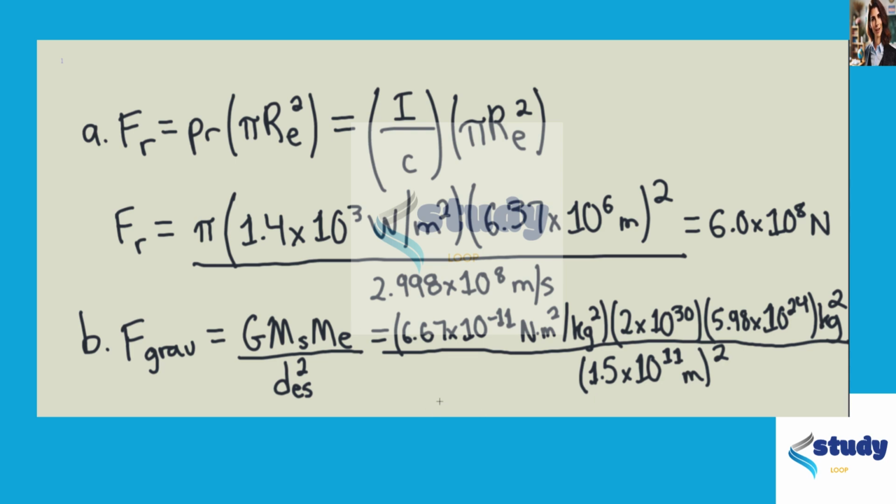And we find that the force of gravity of the sun on the Earth, or of the Earth on the sun, are going to be equal to each other due to Newton's third law of motion. So the force of gravity would be equal to 3.6 times 10 to the 22nd newtons. And as you can see, this is going to be much, much greater than the force of the radiation pressure.